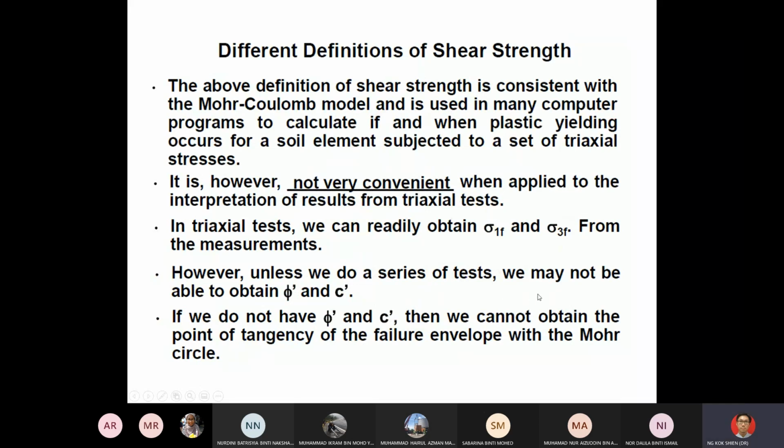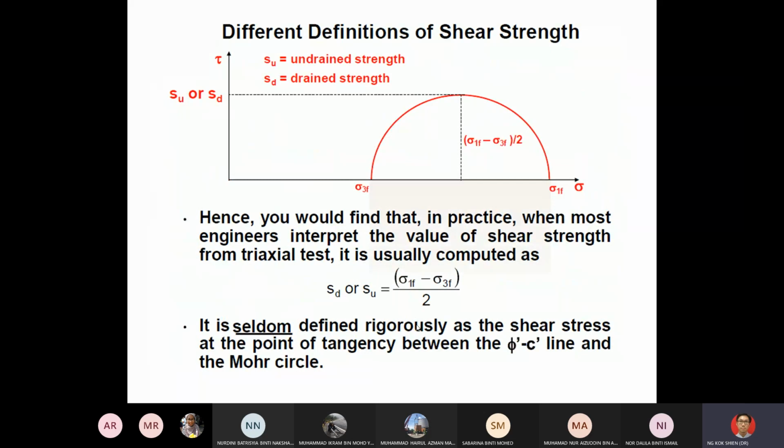However, unless we do a series of tests, we may not be able to obtain the failure envelope. If we do not have the failure envelope, then we cannot obtain the point of tangency of the failure envelope with the Mohr circle. That's what I mentioned just now. If you want to get the failure envelope, we need a series of triaxial tests, at least 3 samples, under 3 different confining pressures.